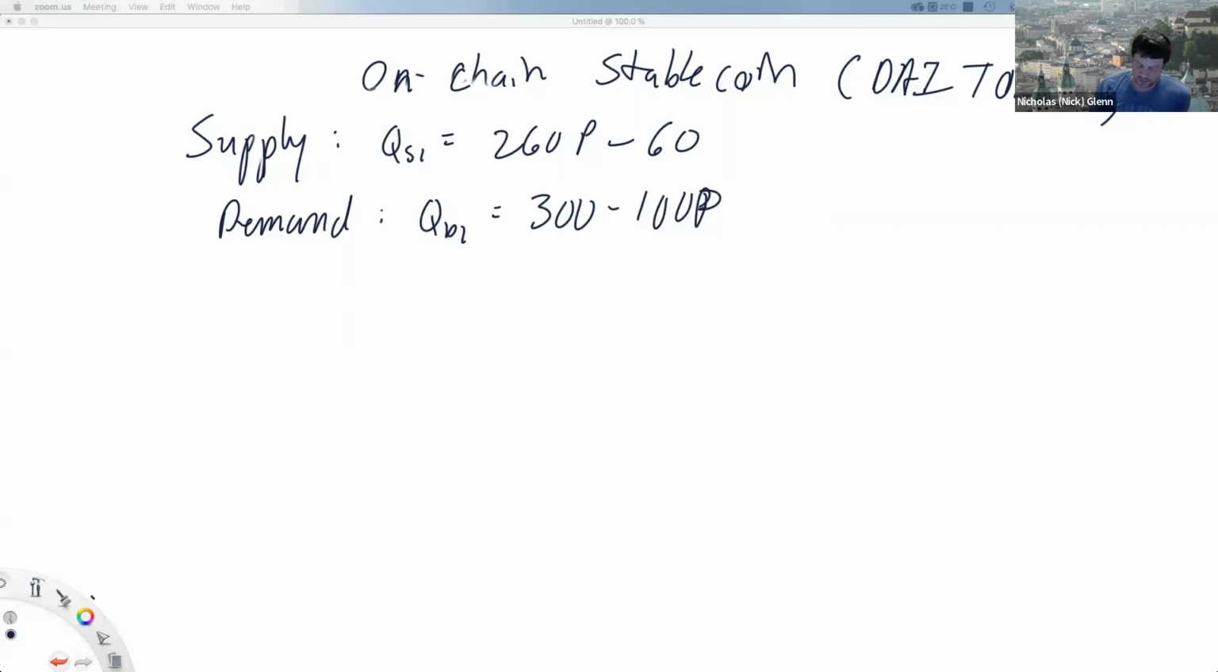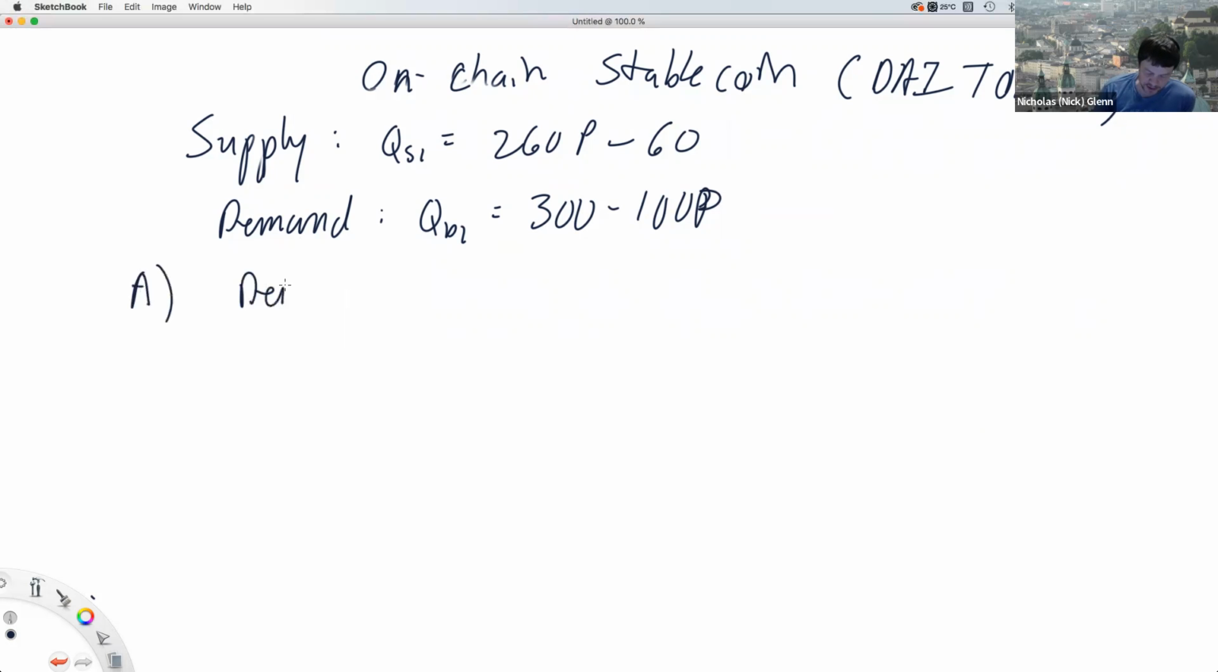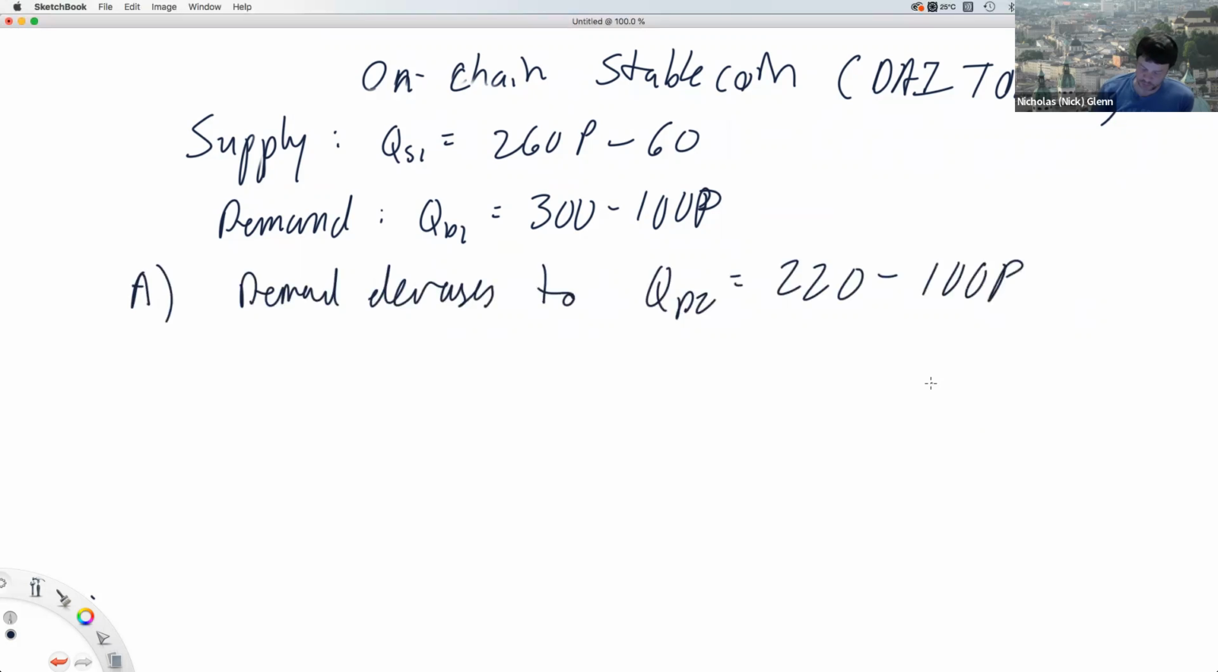All right, so just like before, we're going to use the same supply and demand equation. Supply will be 260p minus 60. Demand will be 300 minus 100p. And this time, we're going to say demand decreases to QD2, which is 220 minus 100p. So we went from 300 minus 100p to 220 minus 100p. We had demand decrease for whatever reason. Now we want to find the price and the new equilibrium quantity.